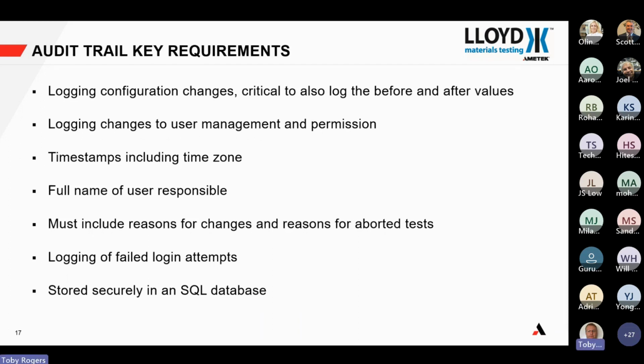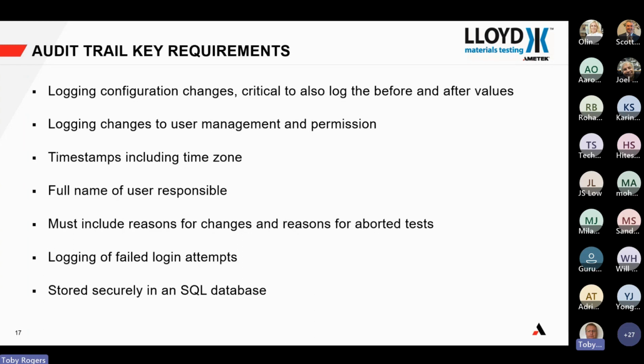The last area from our ALCOA principles is really to look at the audit trail to see what's happened. There are many features of an audit trail, but these are some of the key features to look for. Is the audit trail logging configuration changes? And more than logging the actual change, it is absolutely critical that we log the values before and after. And we'll see this during our worked example.